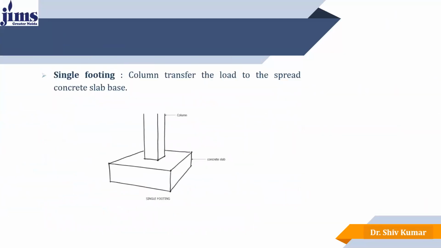The first one is the single footing, as shown in the figure. Here the footing is given to the column, which transmits the load to the subsoil. The function of the foundation remains the same for all types of foundation: to transmit the load of the superimposed structure to the soil.